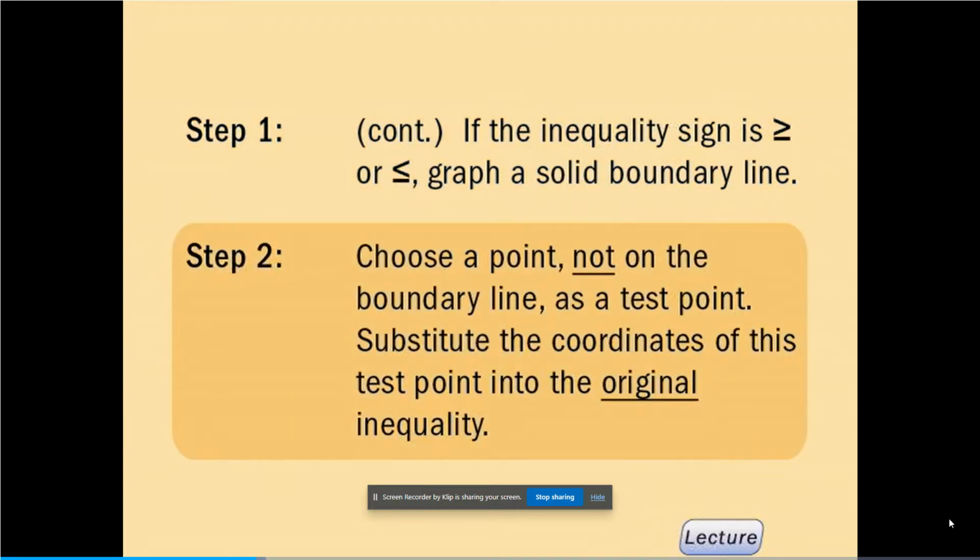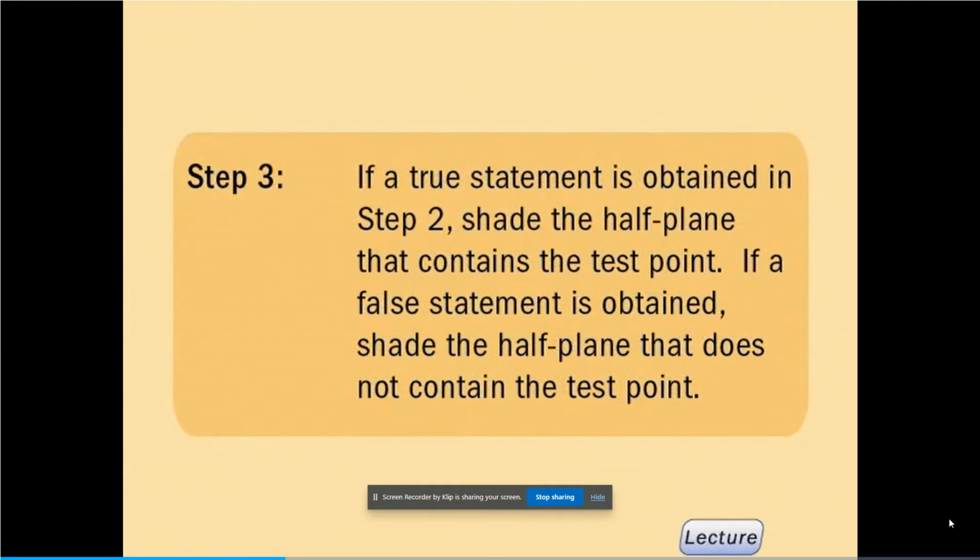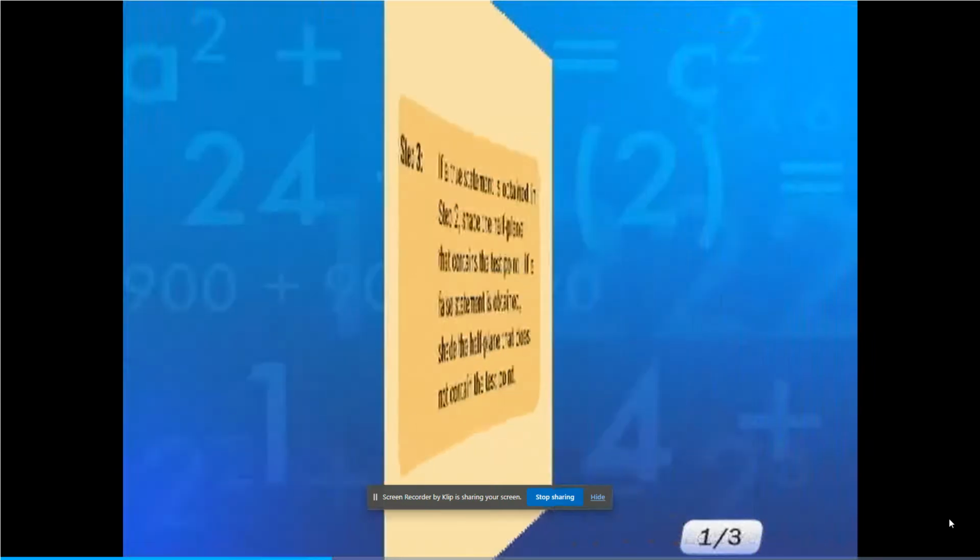Step 2, choose a point not on the boundary line as a test point. Substitute the coordinates of this test point into the original inequality. Step 3, if a true statement is obtained in step 2, shade the half plane that contains the test point. If a false statement is obtained, shade the half plane that does not contain the test point.